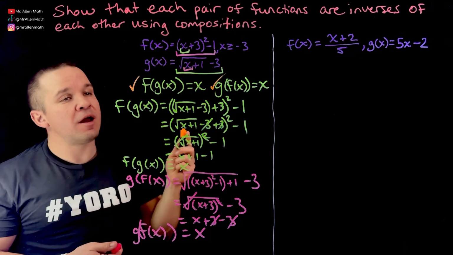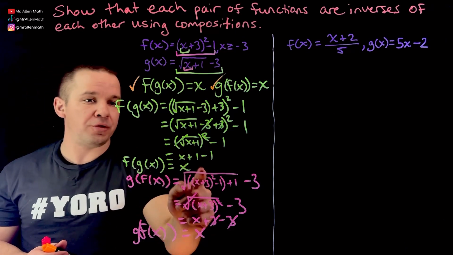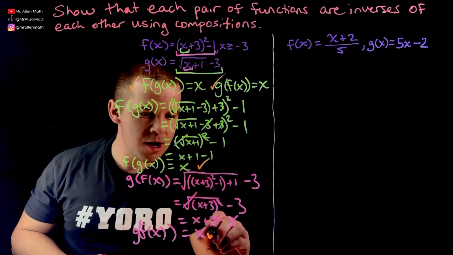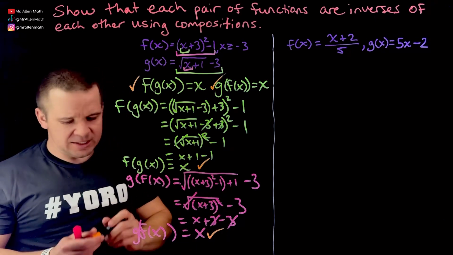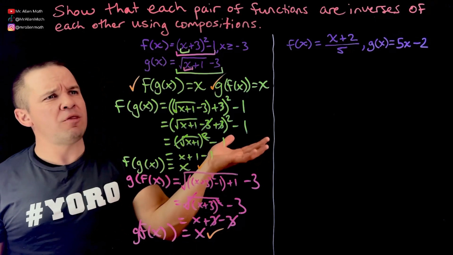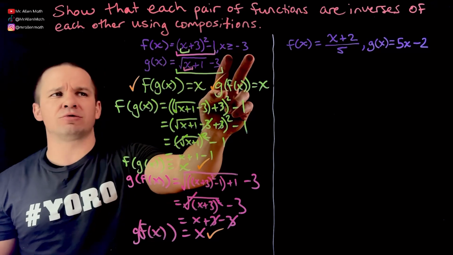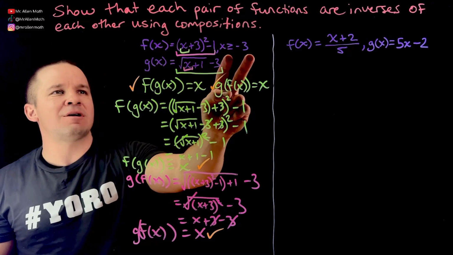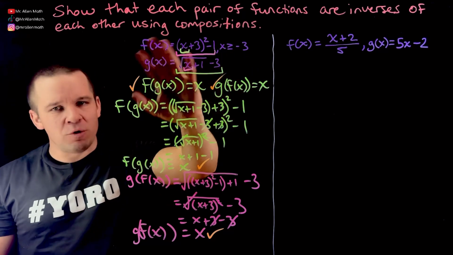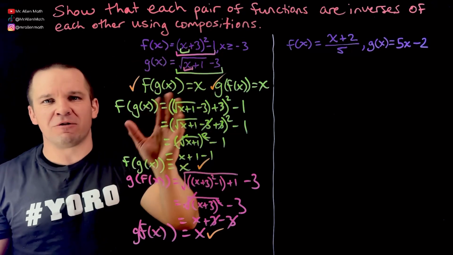Checkmate, right? They are inverses of each other because they both equal x. I'm going to put a check mark here and here. Check marks all over. That's awesome and wonderful. One thing I did want to note here is this domain restriction. We needed that, because otherwise they wouldn't be inverse functions of each other.